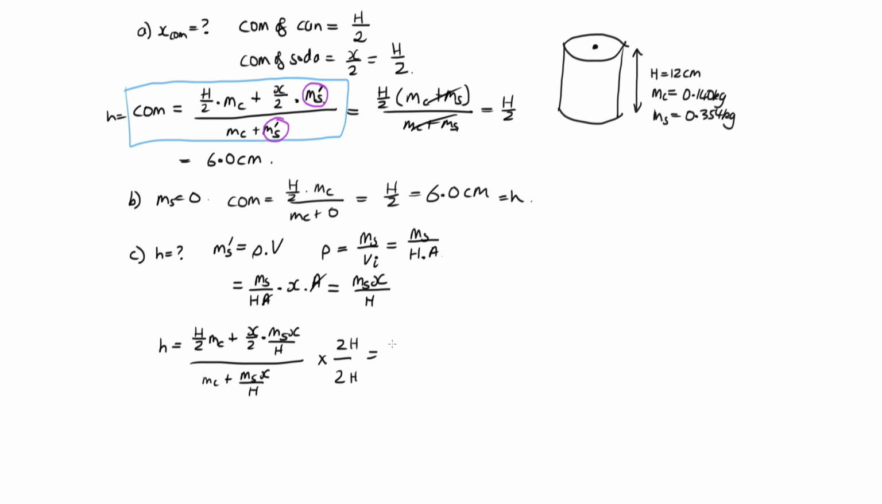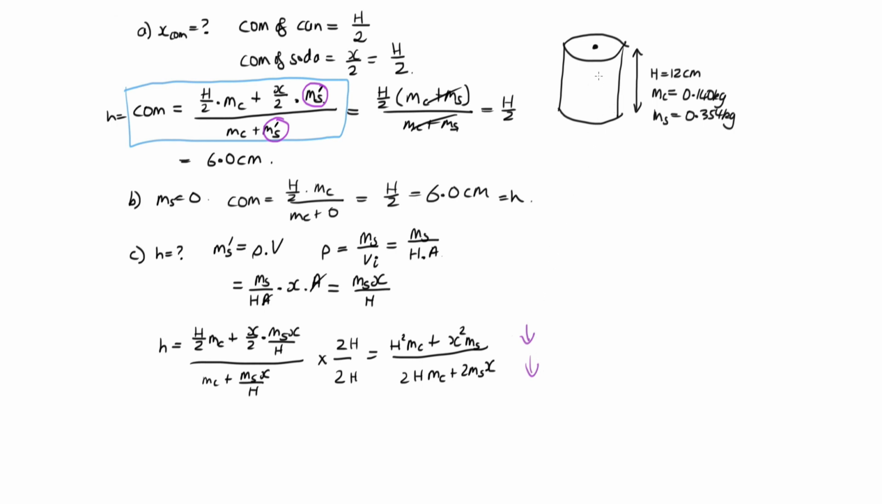So we end up with h squared times the mass of the can plus x squared times the mass of the soda, over 2h times the mass of the can plus 2 m_s x. So this expression tells us what happens to the center of mass. You can see that as x drops from h to 0, then the numerator decreases, but the denominator also decreases. So it's probably easier to think about it physically.